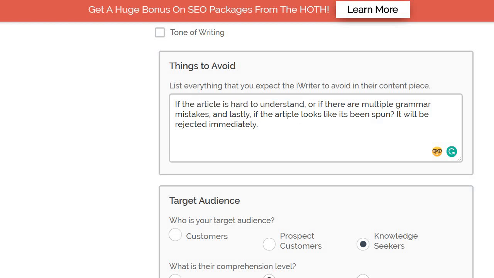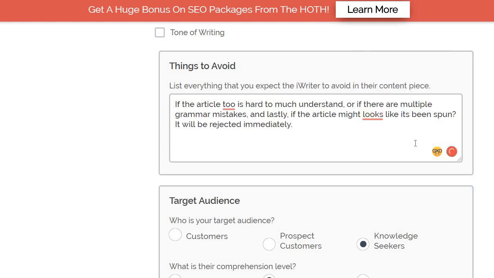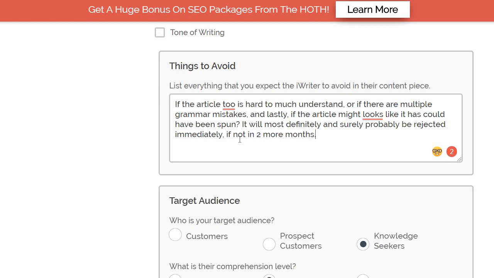For example, if I rewrote this, this is what it would look like if someone spun this. Okay. So if the article 2 is hard to much understand, or there are multiple grammar, I don't even know how to make this worse. If the article looks like it could have been spun, it will most definitely and surely probably be rejected immediately, if not in 2 more months. Okay. All right.